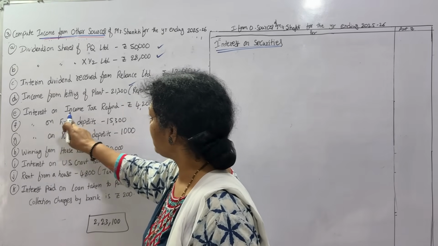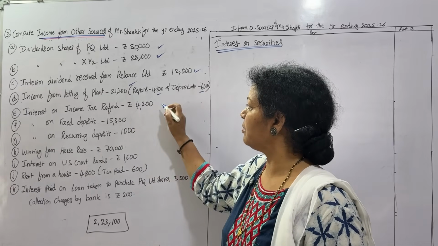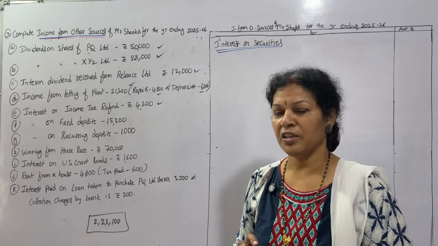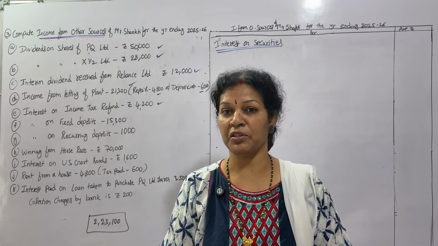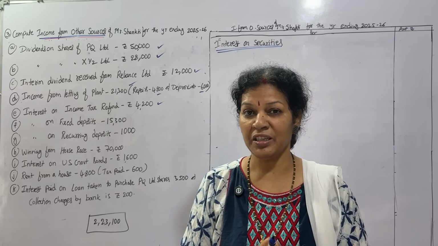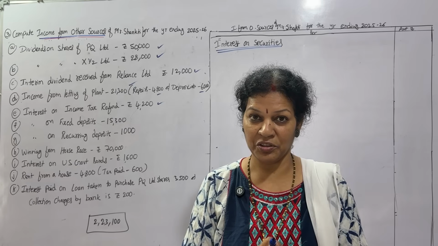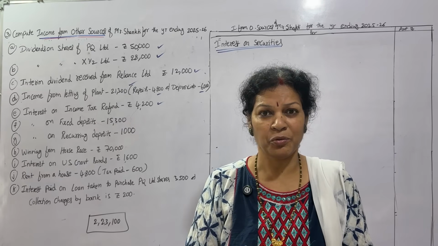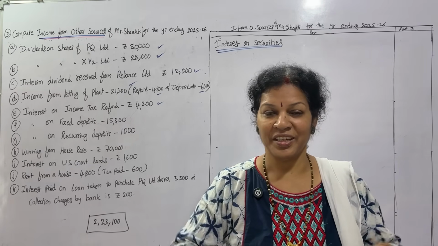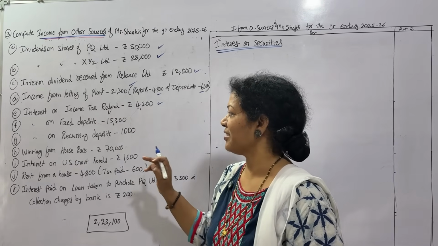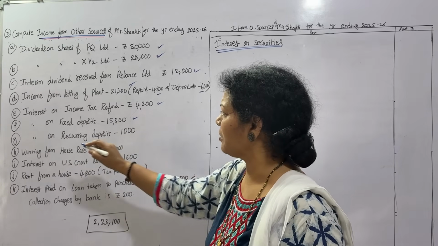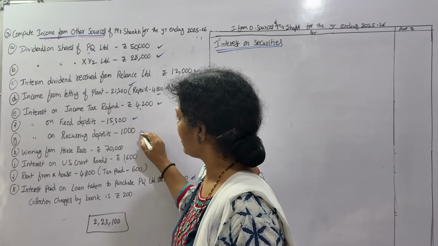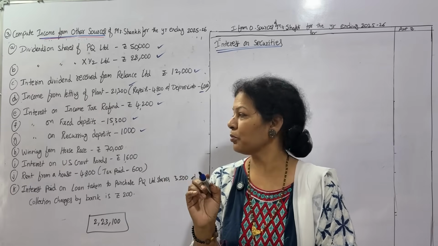Next, interest on income tax refund. This is also income from other sources. Generally, the income tax department sometimes needs to make a refund of money. If they make any delay on that, they'll be giving us interest. So that's an income, income from other sources. Next, interest on fixed deposits. This is also income from other sources. And interest on recurring deposits, income from other sources.